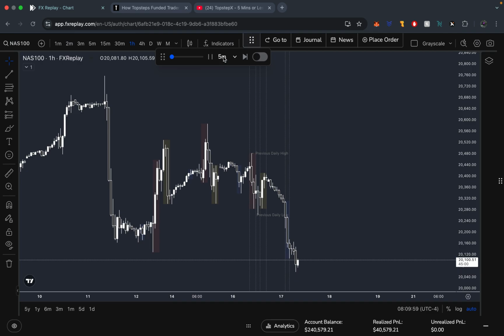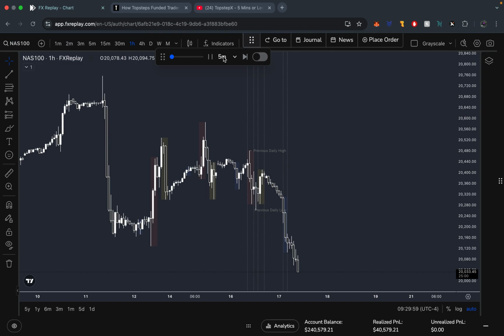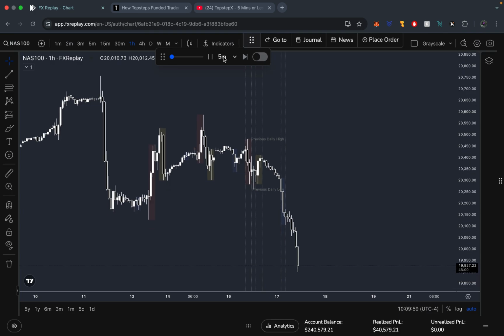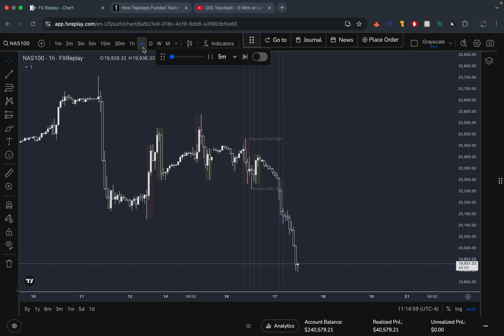So pretty much what I'm looking for is an inverse fair value gap to form under previous daily low or above previous daily high. Market structure shift, a fair value gap to form following that market structure shift, and we'll enter on that fair value gap retracement to then target the opposing liquidity. So in prices like this, you can see previous daily low here, when it just rips away, it's likely it's not going to be much of a setup.